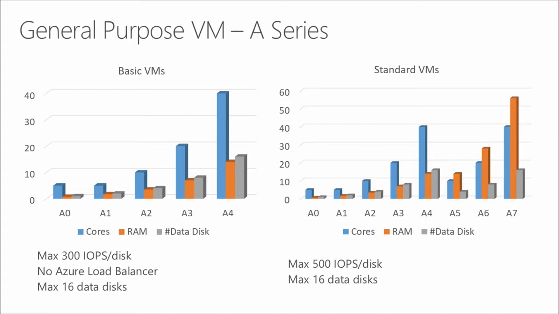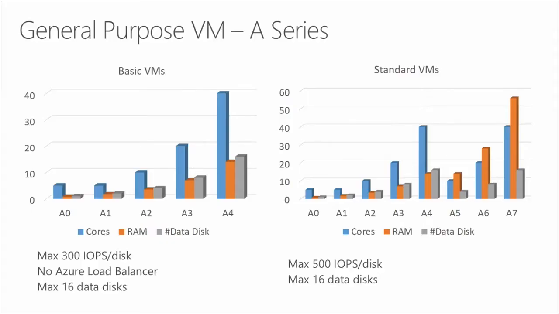And each VM in the basic VM characteristics has a maximum capacity of 16 data disks. Depending on which VM we take, they have a different maximum number of data disks. So if you look at the graphic, it tries to put in perspective the number of cores and the memory along with the data disks.